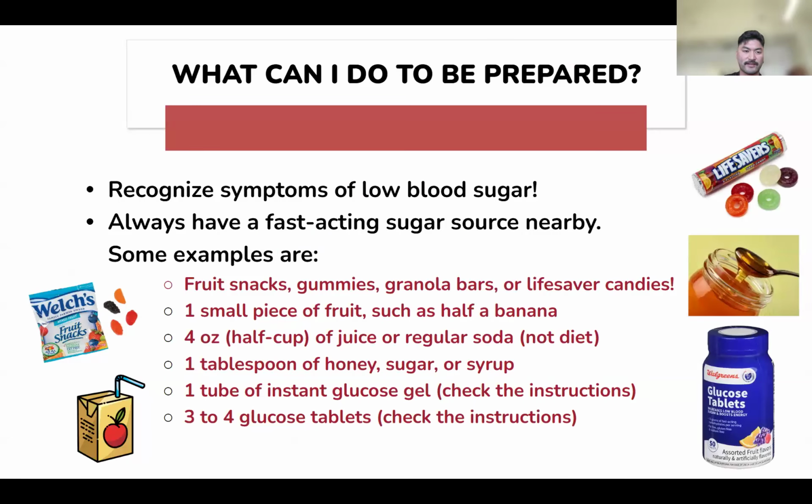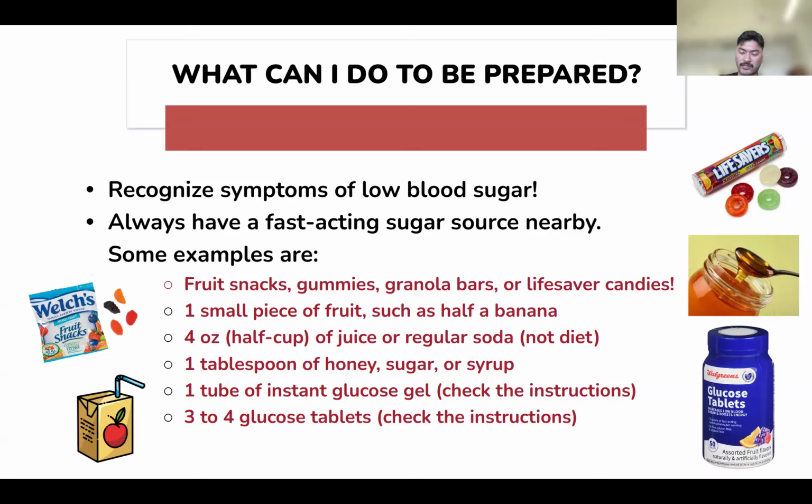So diving into that 15-15 rule, it's really good to be prepared for situations of low blood sugar. Being prepared can prevent any scary situations, and you should know the signs of low blood sugar and be able to act fast. So always have a fast-acting sugar source nearby. Some examples are fruit snacks, gummies, granola bars, or Lifesaver candies. One small piece of fruit, such as half a banana, 4 ounces or half a cup of juice, or regular soda, not diet, 1 tablespoon of honey, sugar, or syrup, a tube of instant glucose gel.